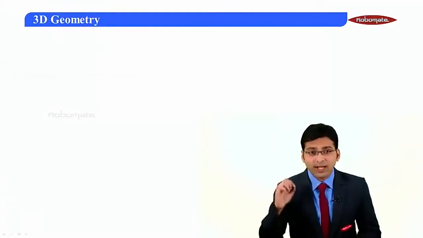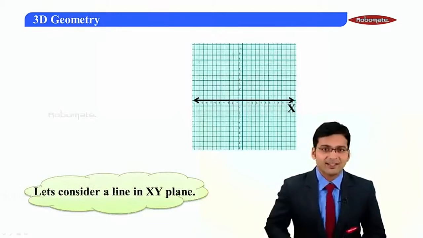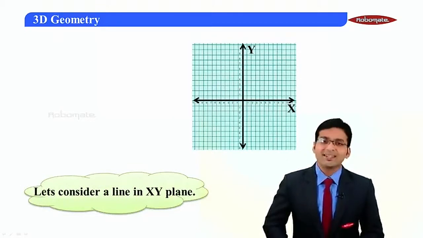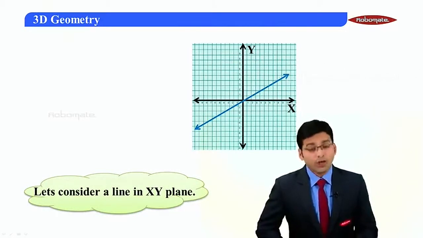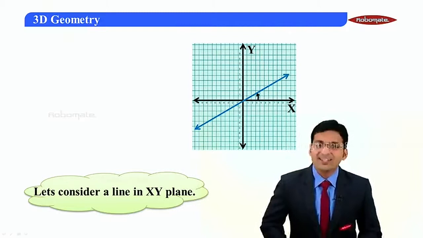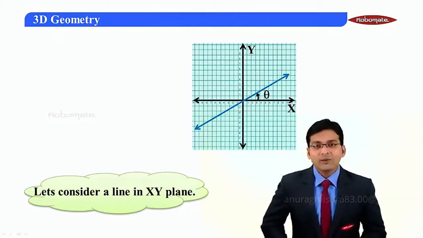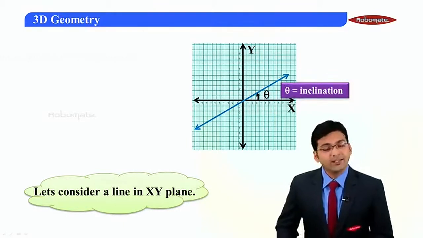Before we see direction angles in 3D, let us consider a line in XY plane. So XY plane means X axis and Y axis. Let us say there is a line which passes through origin. Now to draw the line, students, we ask what is the angle made by the line with positive X axis. That is, we call it theta. Now theta here is called as inclination.